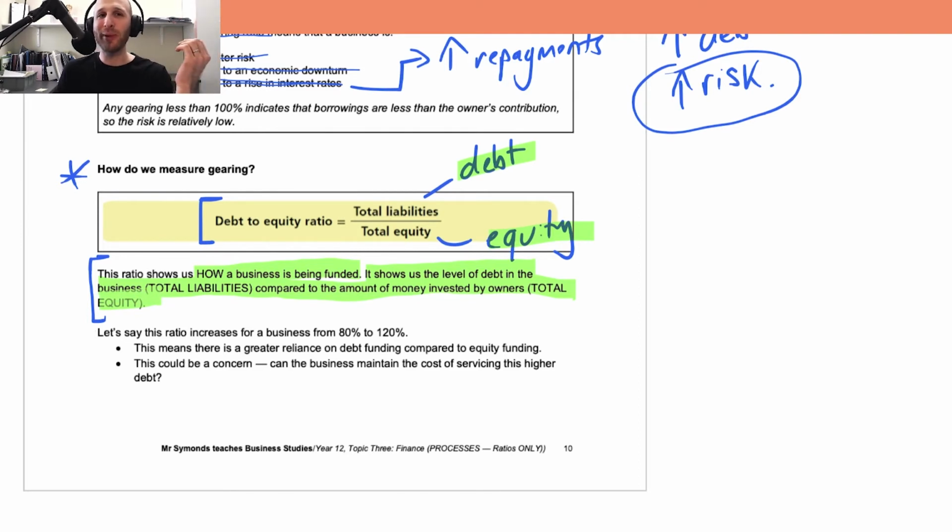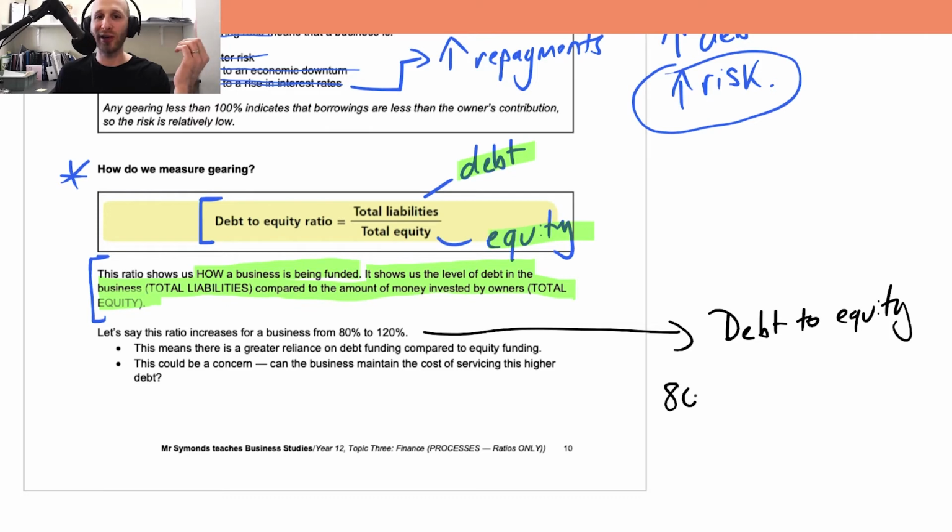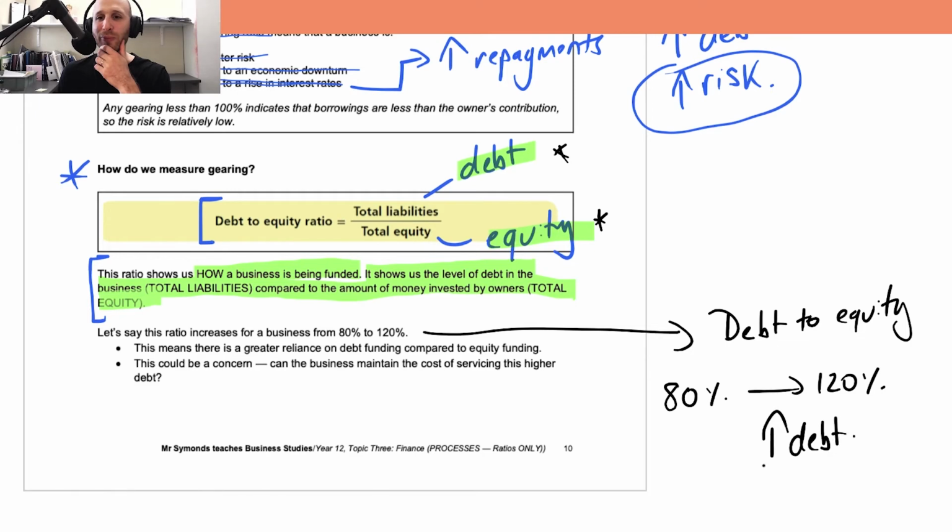So if we think about what this looks like, let's say that the debt to equity ratio was 80% and then it goes to 120%. Because we've got debt on the top and equity on the bottom, if this becomes larger, this business is taking on more debt.